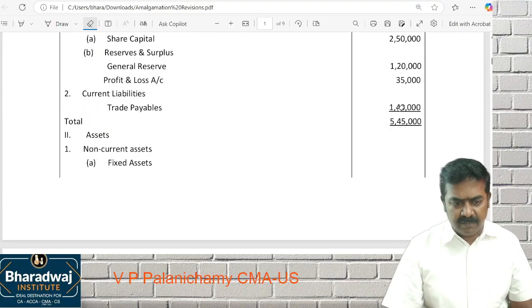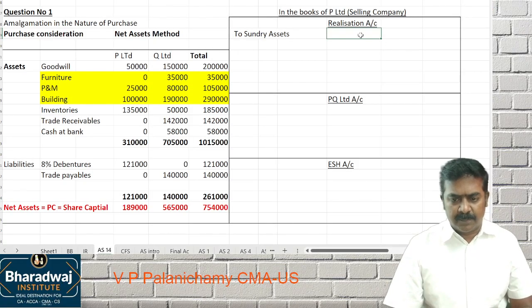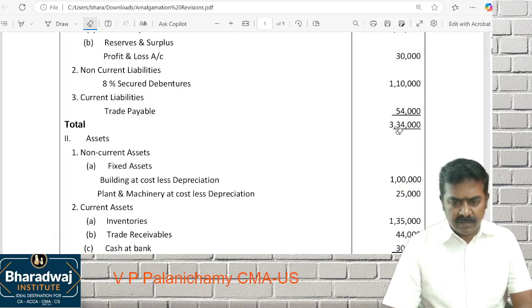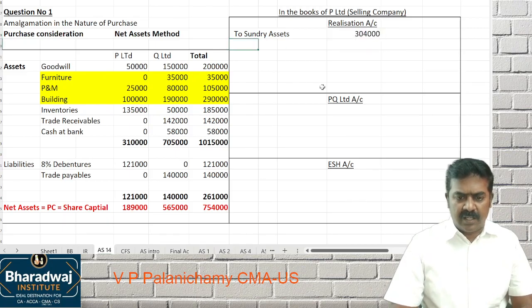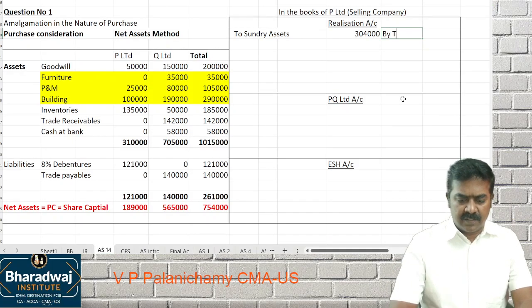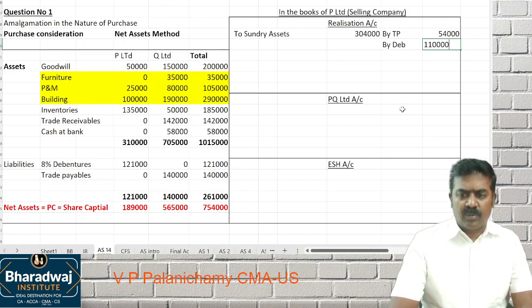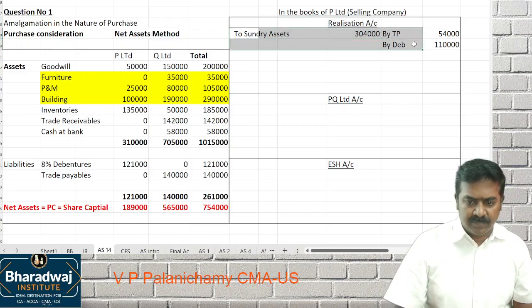So the bank balance is not taken over. Out of 3,34,000, how much is not taken over? 30,000 is not taken over. So balance 3,04,000 taken over. Transfer liabilities. What are the liabilities you will transfer? Trade payables and creditors. Trade payables how much? 54,000 transfer. By debentures you have to transfer. Debentures at book value. Everything at book value. Only for the purchasing company does revised value matter. In the selling company, all assets and liabilities will be transferred at what value? Book value.